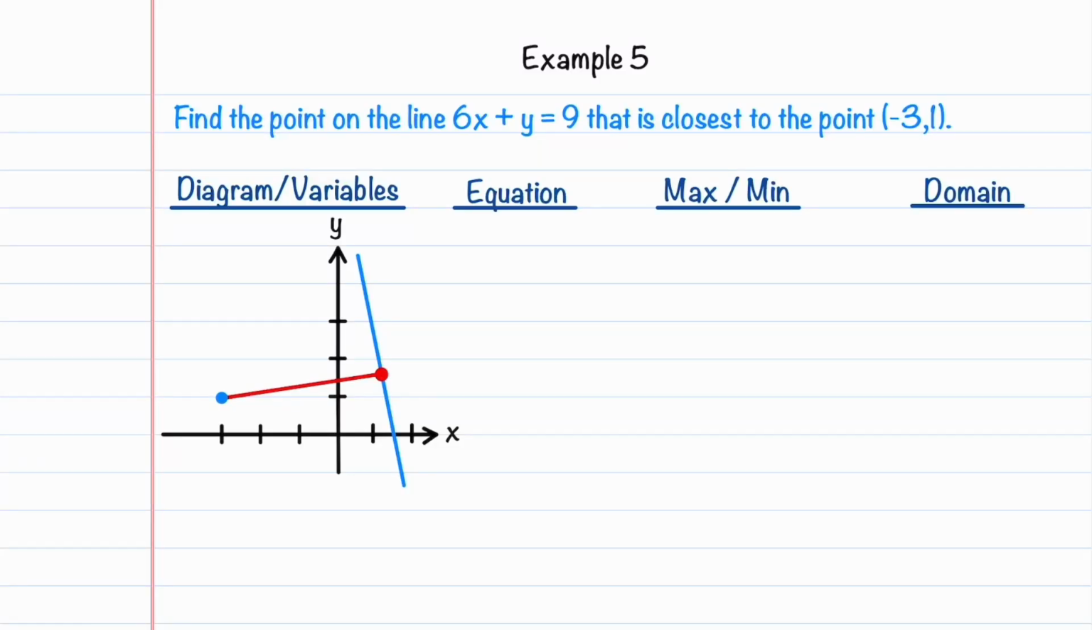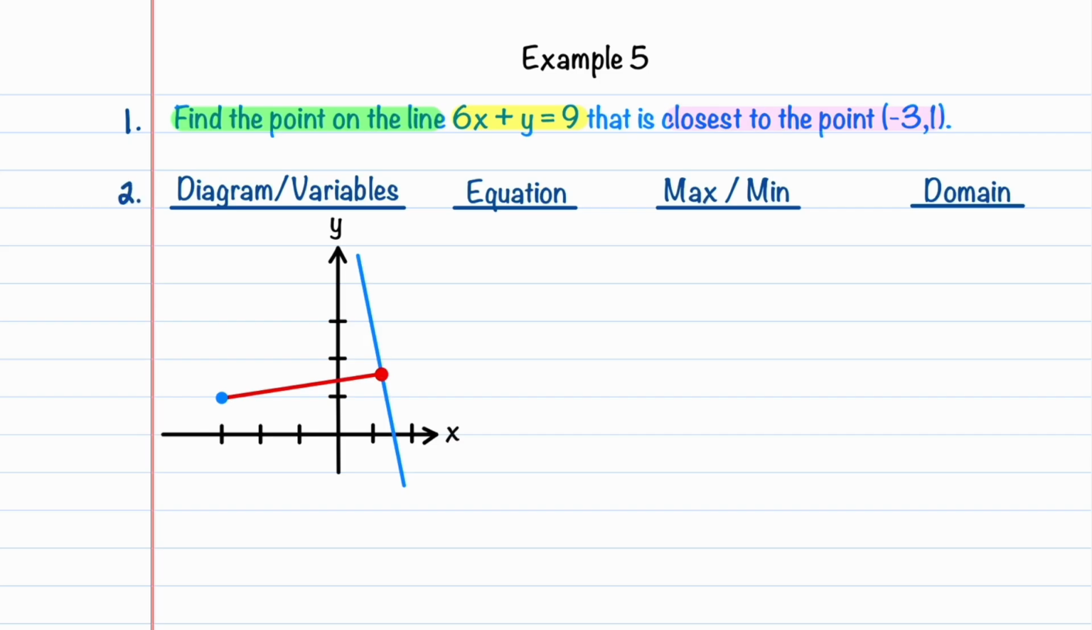In this optimization problem, we're finding the point on a line that's closest to a given point. The first step in solving this problem is to read through our problem carefully, figure out what information we're given, and what we want to find. Our problem states that we want to find the point on the line, and that line is 6x plus y is equal to 9, that is closest to the point minus 3, 1.